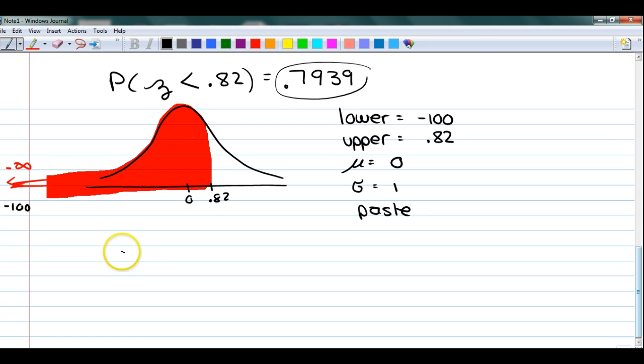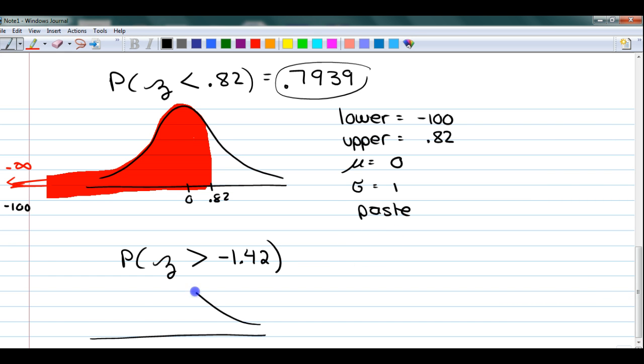Likewise, if I wanted to know the probability z was greater than negative 1.42, if we draw a picture of this, negative 1.42 is going to be right about there maybe. And now I want to go off to the right.